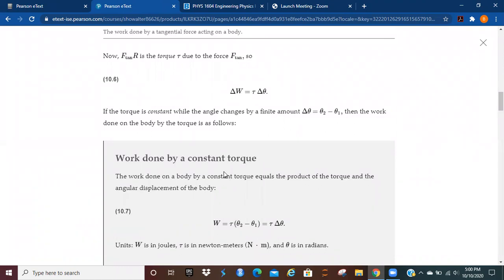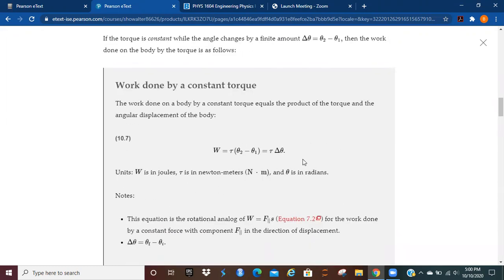Now, the tangential force times the radius is going to be the torque due to the tangential force. So, change in the work is going to be equal to the torque multiplied by the angular displacement. And if the torque is constant while the angle changes, then the work done on the body by the torque is going to be defined by this. The work is in joules, torque is in Newton meters, and the angle theta is going to be in radians.